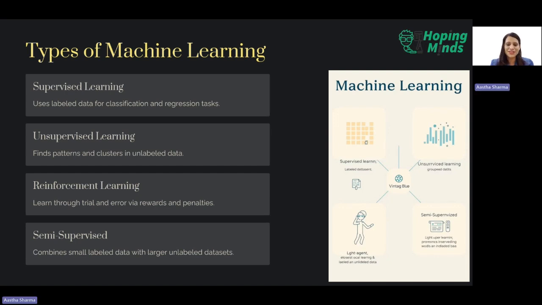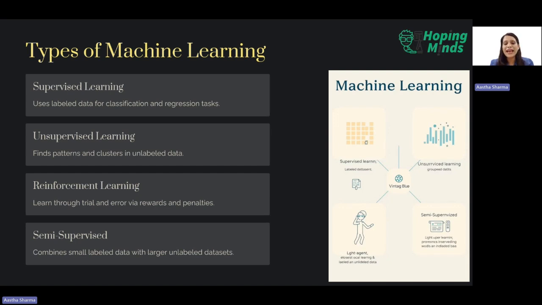Then we have educational apps. Label a few quiz answers and the app uses them to improve grading for others. So these are all examples of unsupervised, supervised, and semi-supervised learning.